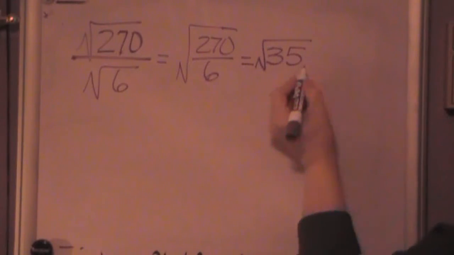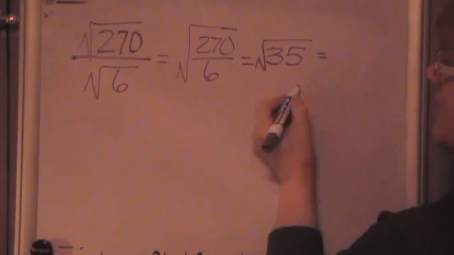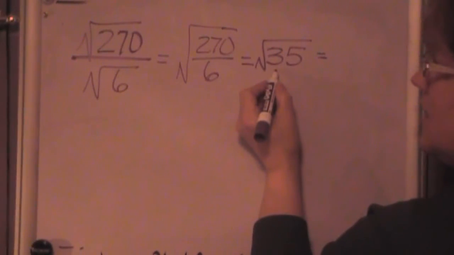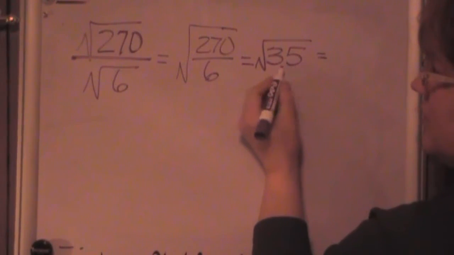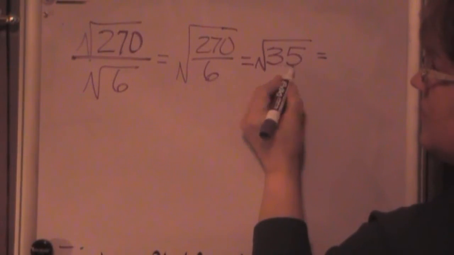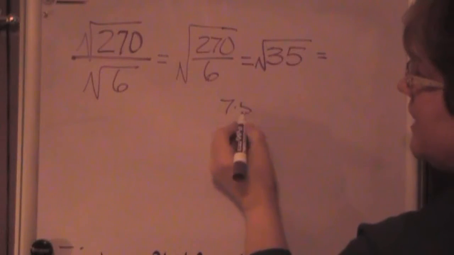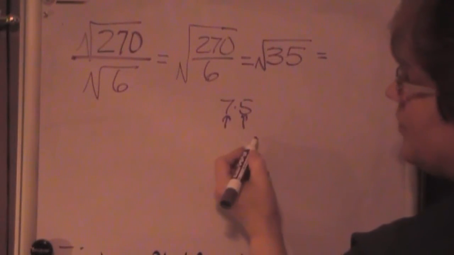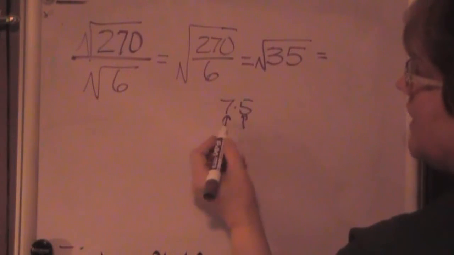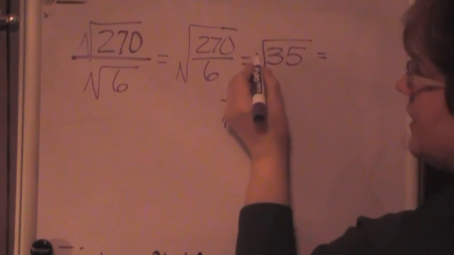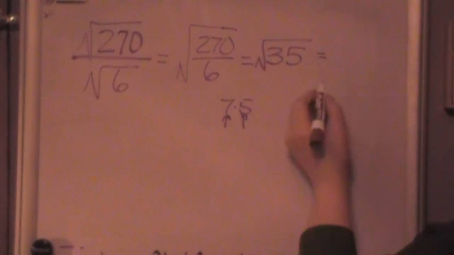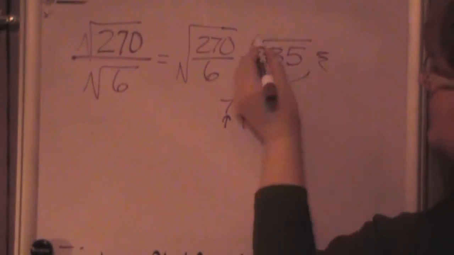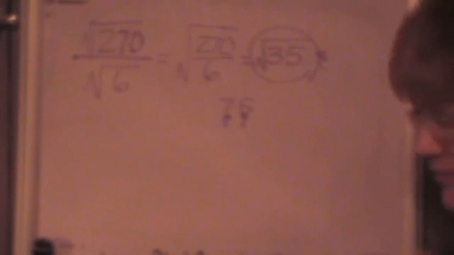Well, the square root of 35, now we have to take this and factor this. I can't really do the square root of 35 because there's no numbers. I have 7 times 5 gives me 35. Well, both 7 and 5 are prime numbers. And I don't have 2 factors alike, and my index is 2, so I cannot take out anything. So I'm actually done when I get to the square root of 35.